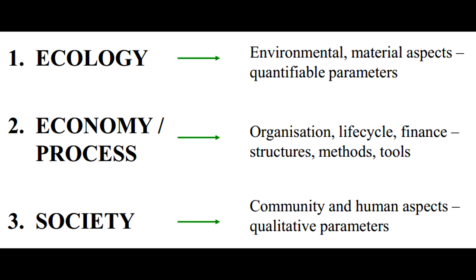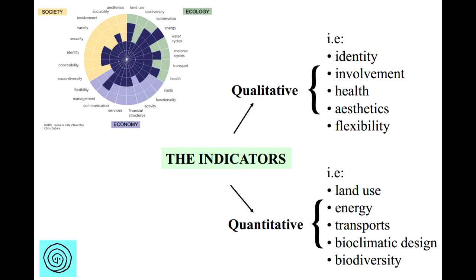The circular map's three main areas of assessment, ecology, economy, and society, are further subdivided into categories that are considered most important for the project. With this map, the project and designer decide which subcategories are most important and representative. These indicators can be both qualitative and quantitative in nature.